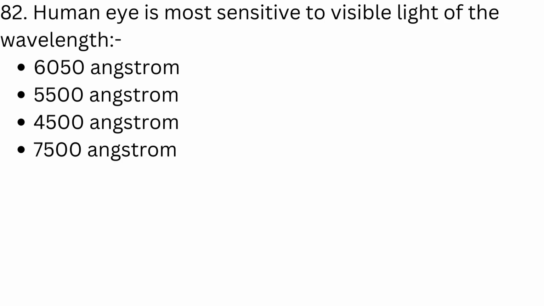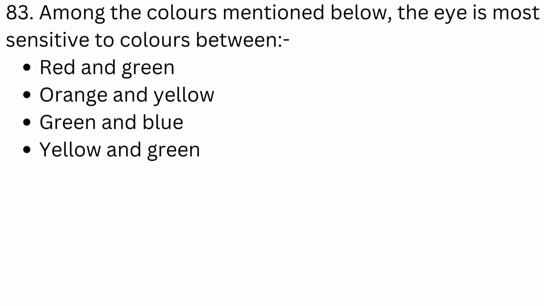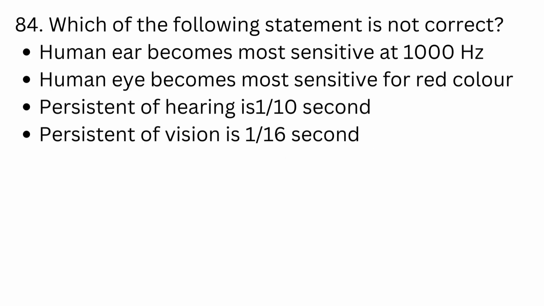Next question is: human eye is most sensitive to visible light of wavelength 6050 angstrom, 5500 angstrom, 4500 angstrom, and 7500 angstrom. And the right answer is 5500 angstrom. Next question is: among the colors mentioned below, the eye is most sensitive to colors between: options are red and green, orange and yellow, green and blue, yellow and green. And the right answer is yellow and green.